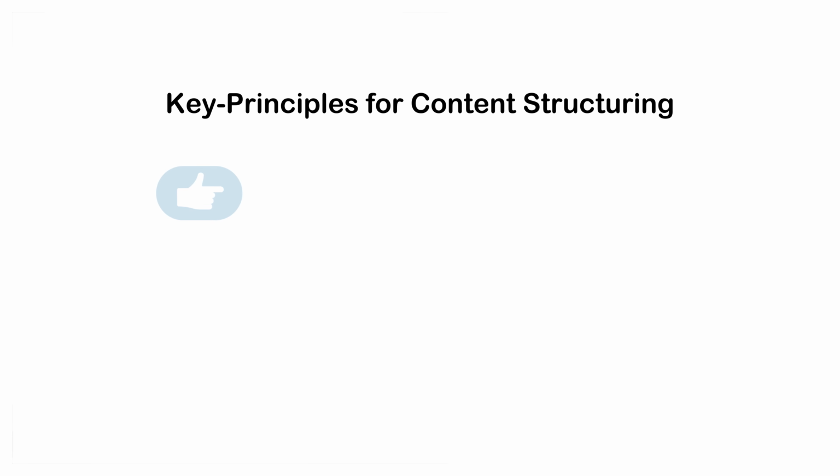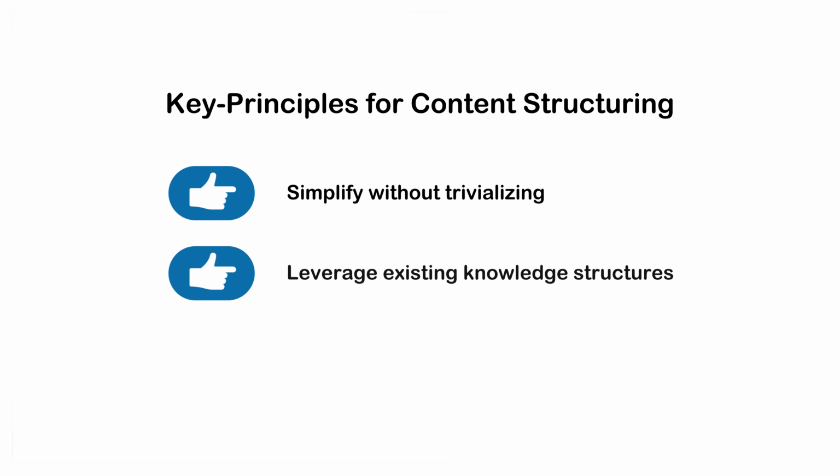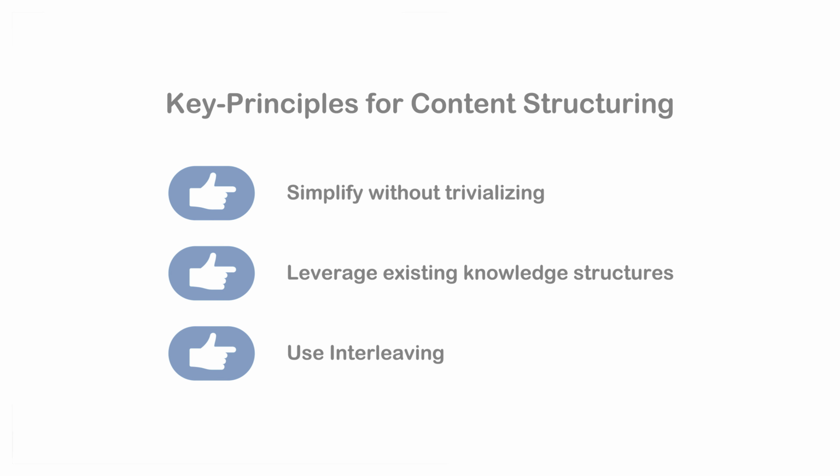Three key principles guide effective content structuring. First, simplify without trivializing. Focus on the essentials and keep meaning intact. Second, leverage existing knowledge structures. Use well-known frameworks that make relationships clear. Third, use interleaving. Revisit important content in different contexts to reinforce understanding.